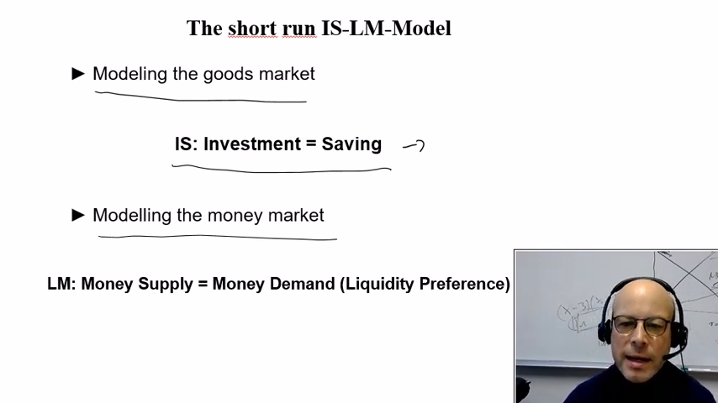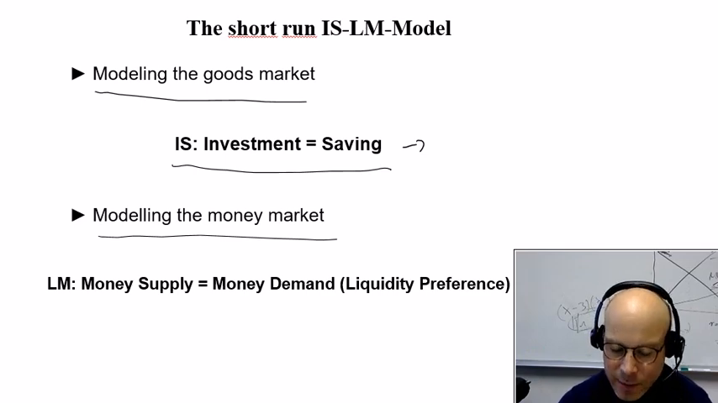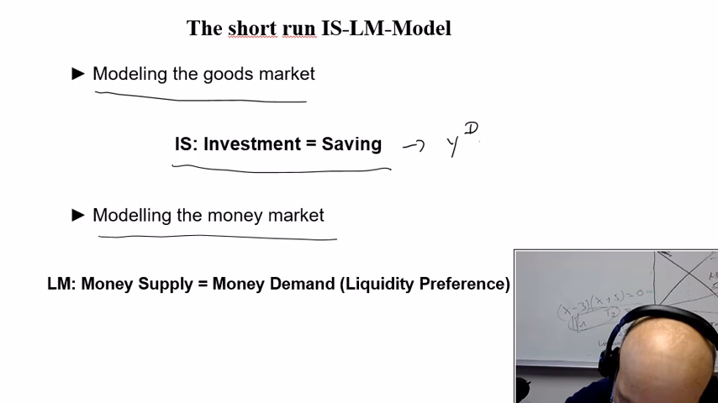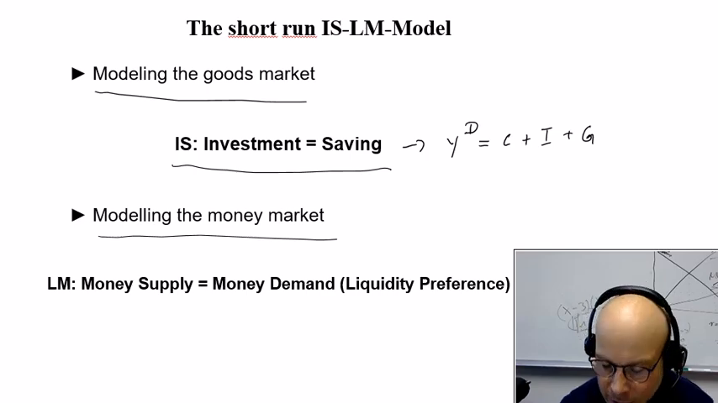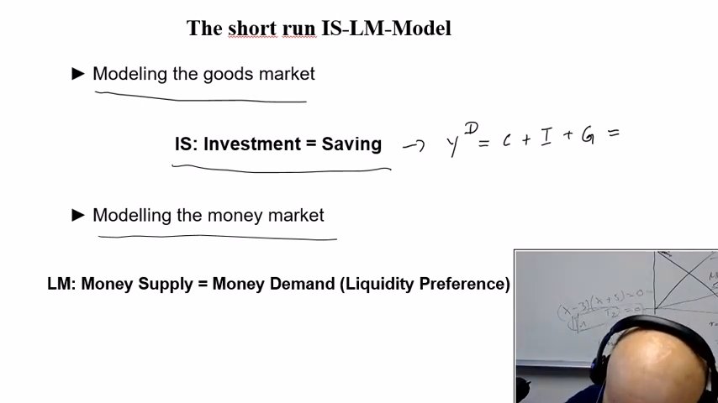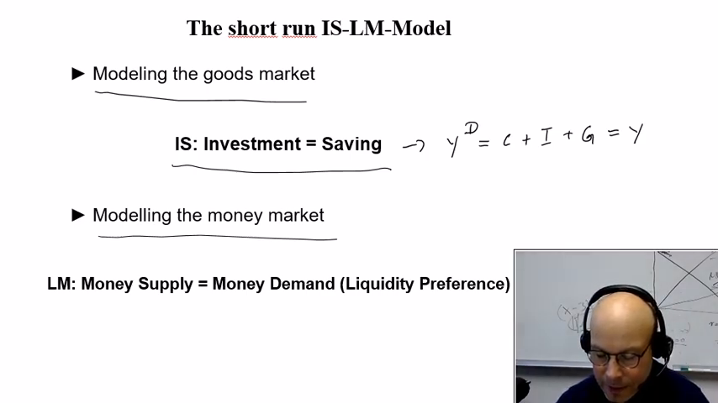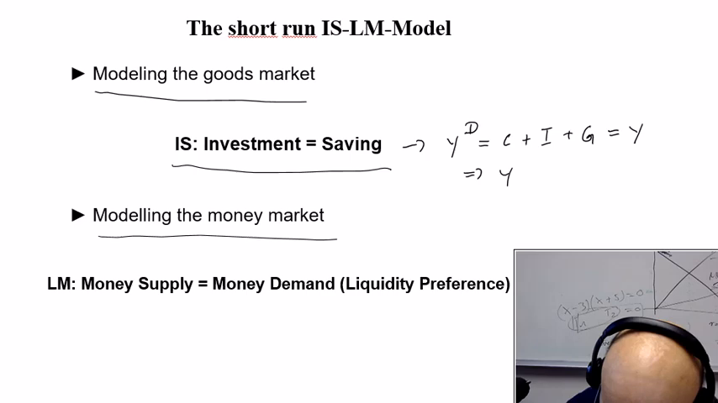equation. We said overall demand, we are looking from the demand side on the economy, overall demand YD equaling consumption plus investment plus government expenditure equals total income or total production, equaling Y. And this we can rewrite to Y minus C minus G equals I.